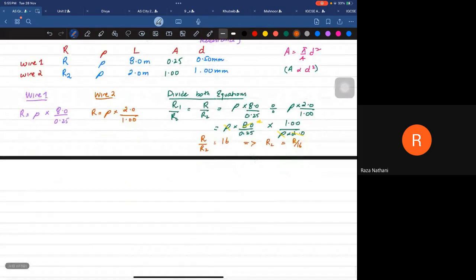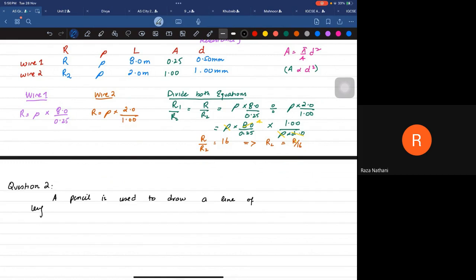The next one is question number 2. In question number 2, a pencil is used to draw a line of length 30 centimeter and width 1.2 millimeter. So resistivity is 2.0 times 10 raised to minus 5 ohm meter, and resistance is 40 kilo ohms.